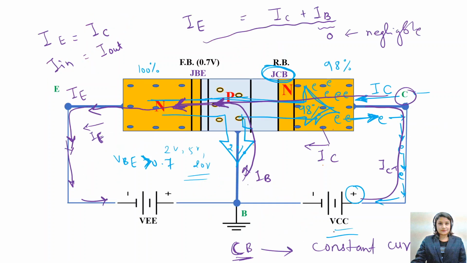And why is the CB configuration used as a constant current source? Because in this, your base terminal is connected to 0 volts. That means base current is also 0. So your IE is equal to IC, since output is equal to input. So this circuit is a constant current source.